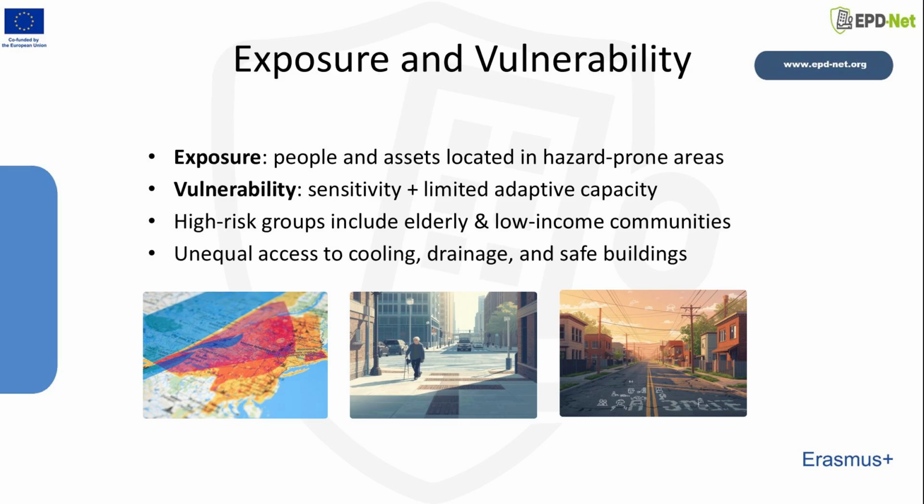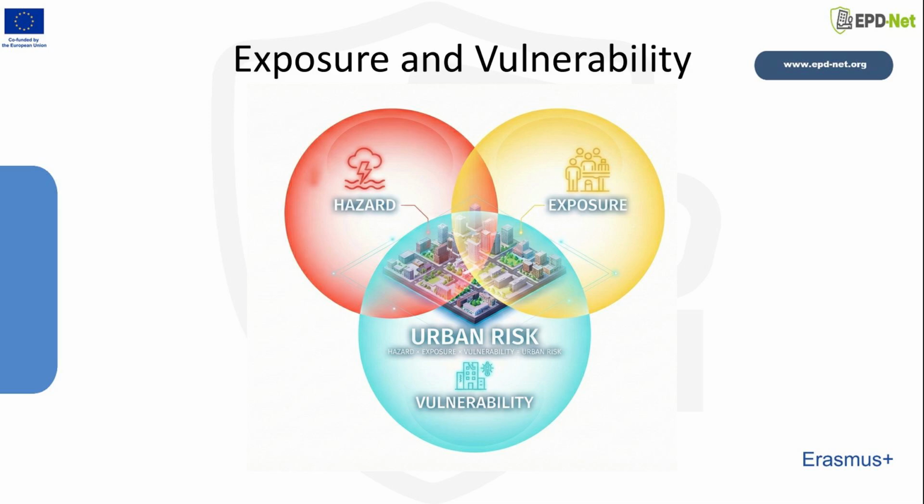Elderly residents, low-income households, and communities with limited access to cooling, drainage, healthcare, or safe buildings are often more at risk than others. This means that two areas exposed to the same hazard may experience very different outcomes. Retrofitting should therefore prioritize places where high exposure and high vulnerability overlap, because these locations often face the greatest need and the greatest potential benefit from intervention.